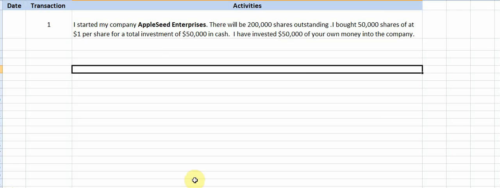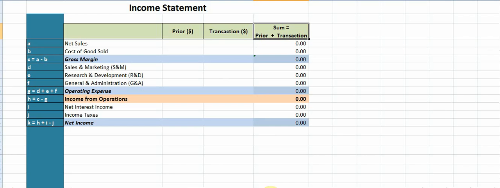So let's go to the income statement. So this is the income statement. This is the prior transaction, this is the current transaction, and this is the sum of prior and current transaction. Do I need to make any entry over here for this $50,000 investment? The answer is no, because the sales not started yet, there is no income, so I don't need to make any entry over here.